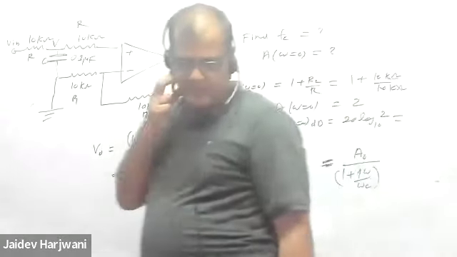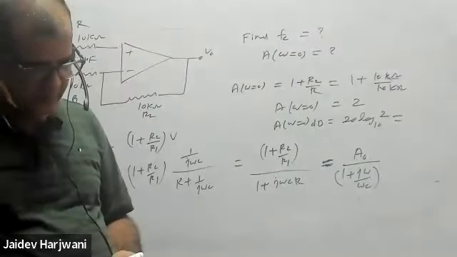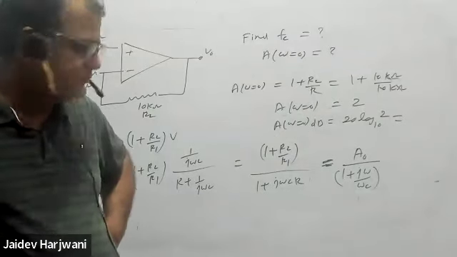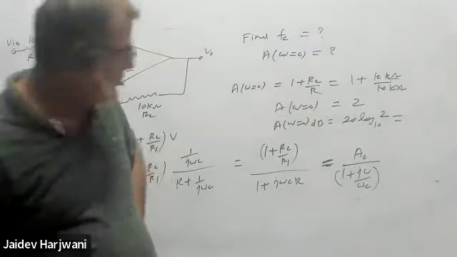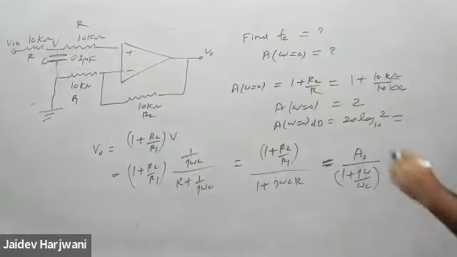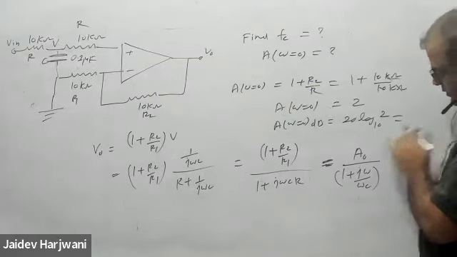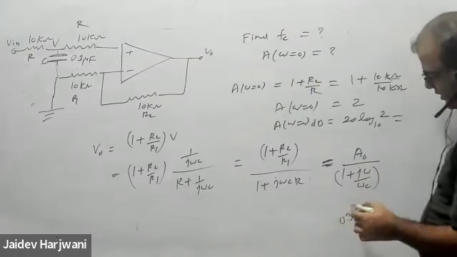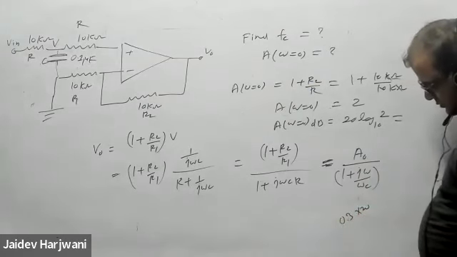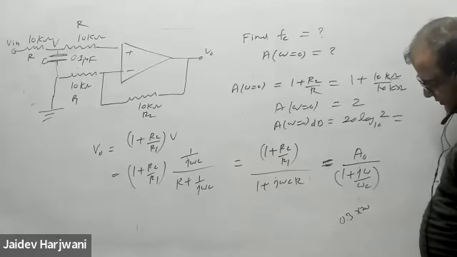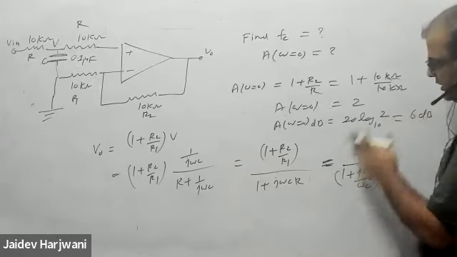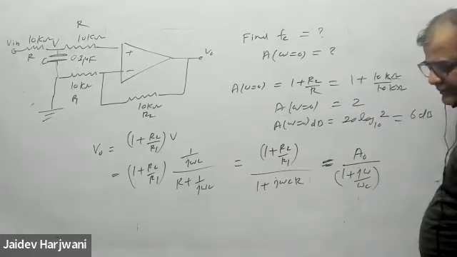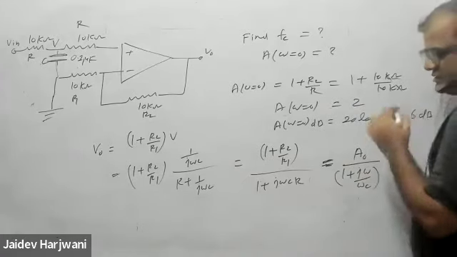What is the log 2 value? Tell me. 10. How much? Sir, log 2 is 0.3. 0.3. Okay, into 20. How much will come? 6.0. 60, huh? 6 dB. Check karo. I don't remember what is the value of log 10. It's 6. So his answer is 6 dB.